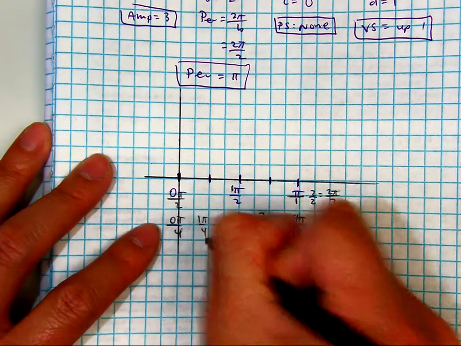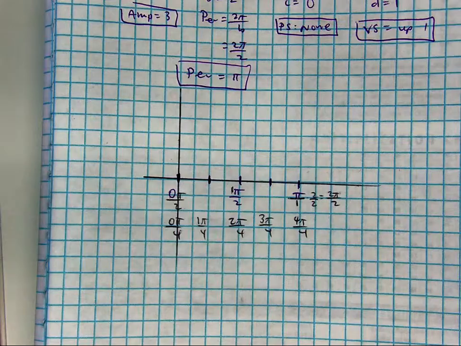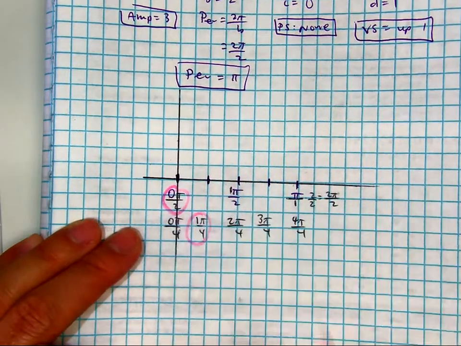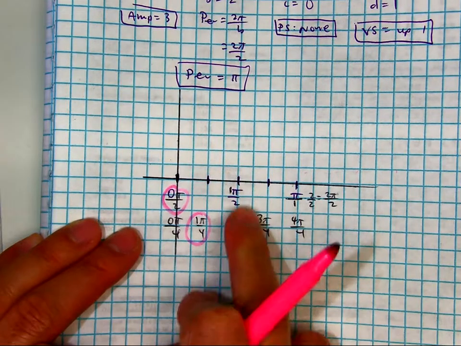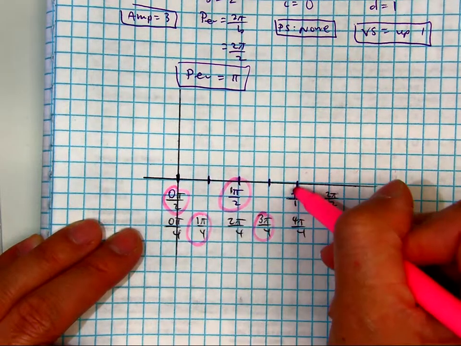So when it gets a little bit busy like this, then we can just circle what we have. This is essentially 0. This is pi over 4. You wouldn't use this form. You would use this one, pi over 2. 3 pi over 4, and pi is our answer. The ones in pink are our 5 x values.